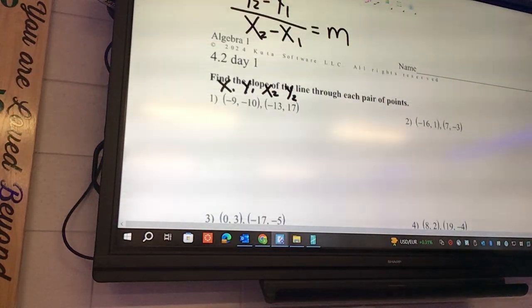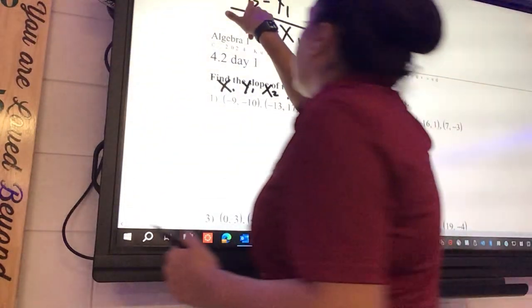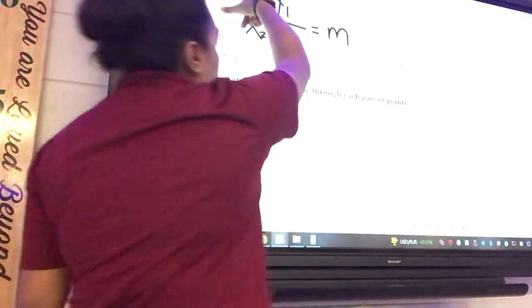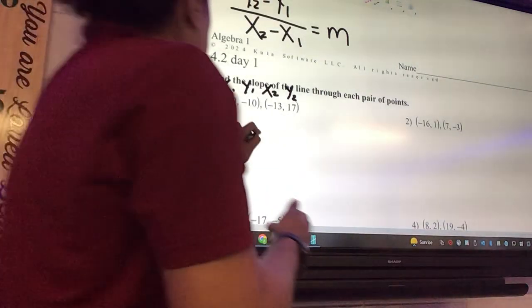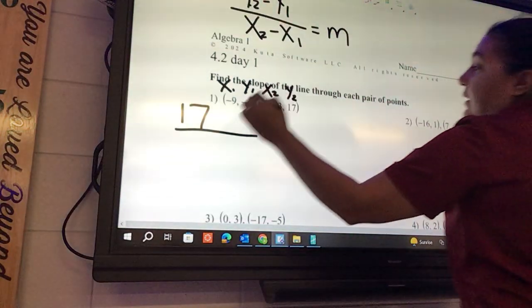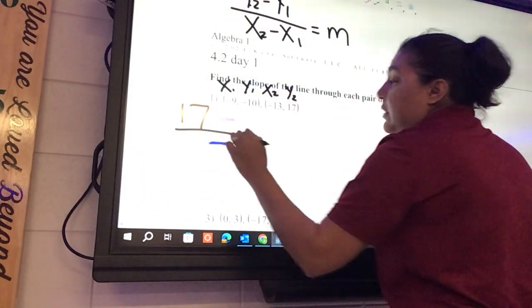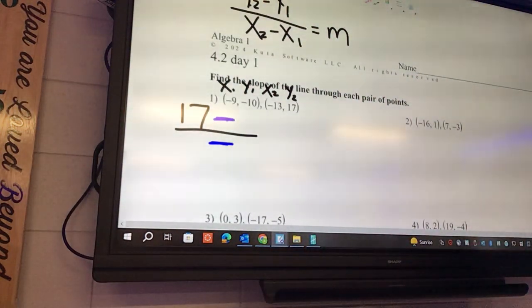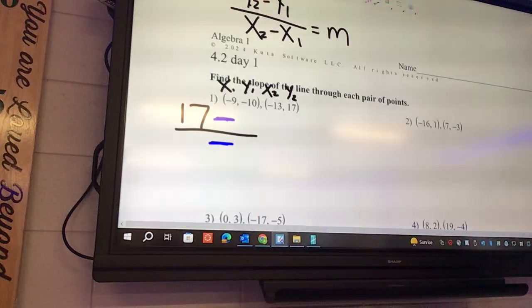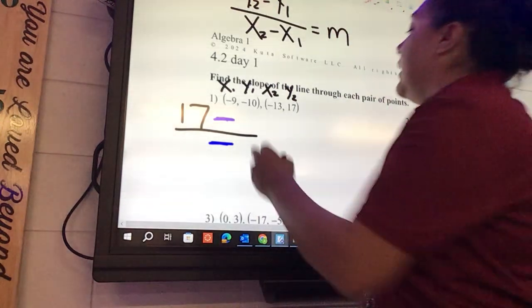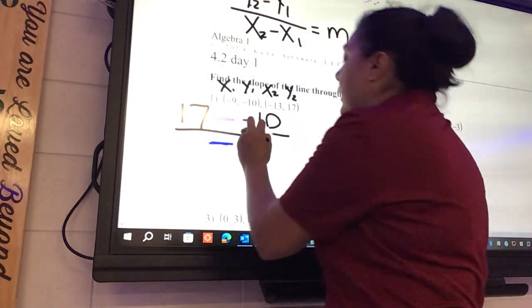So this very first thing, it says do Y2 first. What did I put as my Y2? 17. So we're going to say 17 minus, now, the minus sign always goes here and always goes here. No matter whatever else I have, that first minus sign has to be there. So it says Y2 minus Y1. What is my Y1? Negative 10. So my top part is done.